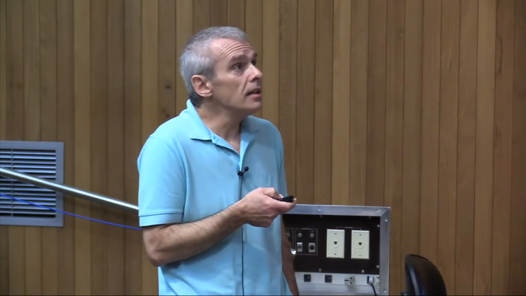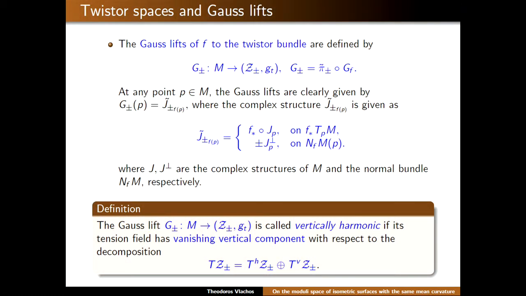We also need this definition. We have the Gauss lift of the surface into the Grassmann bundle. The Gauss lift is called vertically harmonic if its tension field has vanishing vertical component with respect to the decomposition I mentioned earlier into horizontal and vertical subbundles.